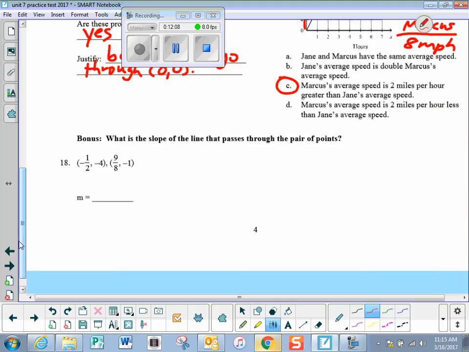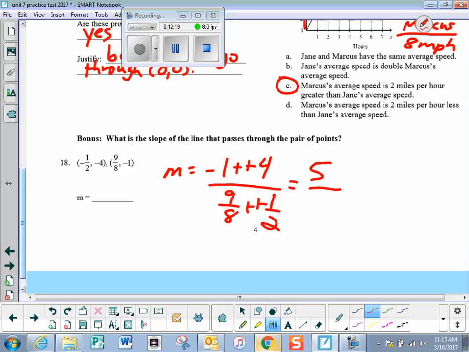Okay, bonus. Slope is -1 minus -4 over 9/8 minus a -1/2. Minus a negative becomes plus, so you get 5 over 9/8 plus 1/2. 9/8 plus 4/8 is 13/8. How do we simplify a complex fraction? 5 divided by 13/8 is the same as 5 times 8/13, which would be 40/13.